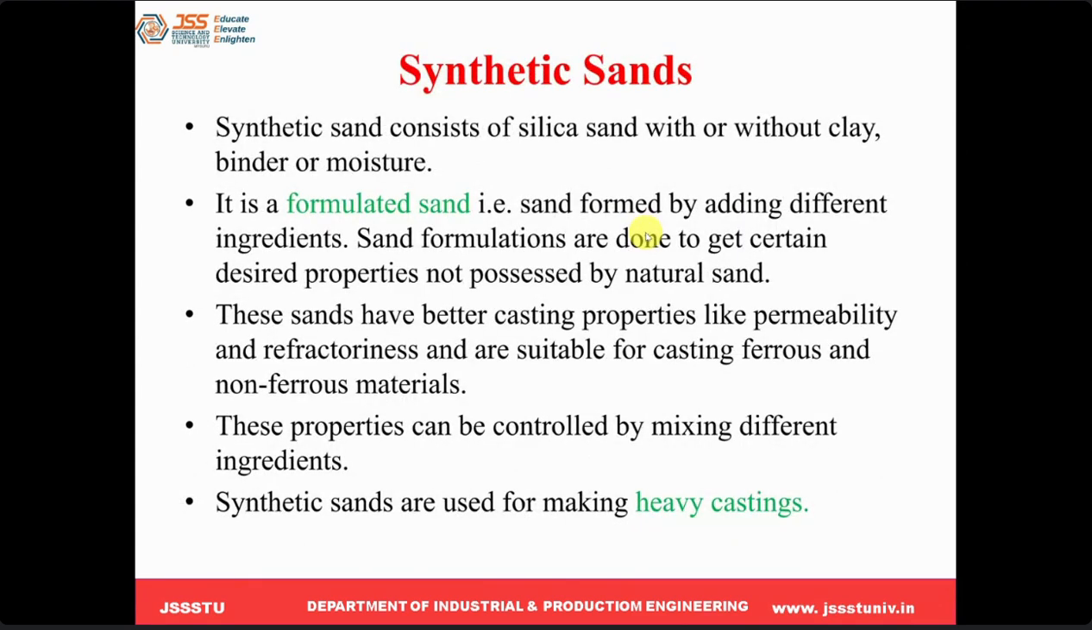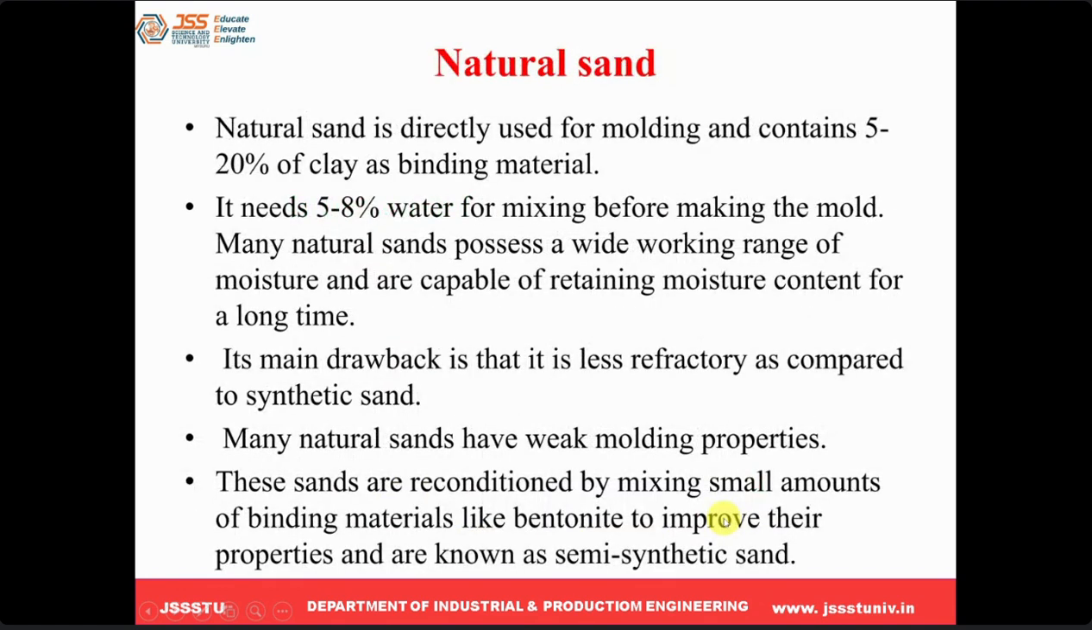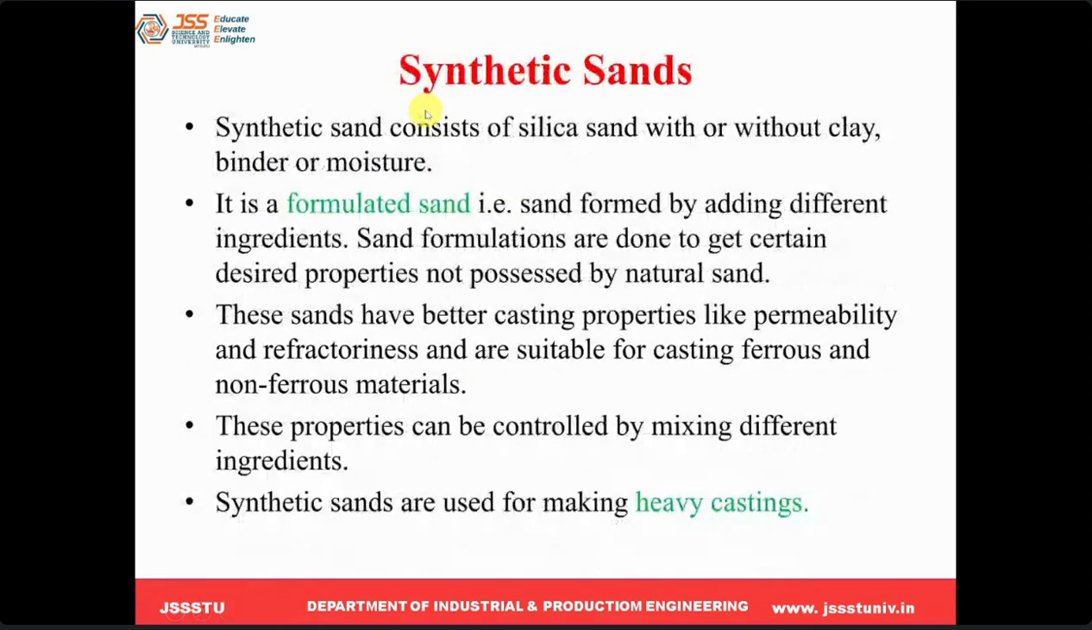The next one is synthetic sand, consisting of silica sand with or without an amount of clay or moisture. Synthetic sand is more preferable. This is mainly used for heavy casting. For small casting, natural sand is enough, but for heavy casting we go for synthetic sand.